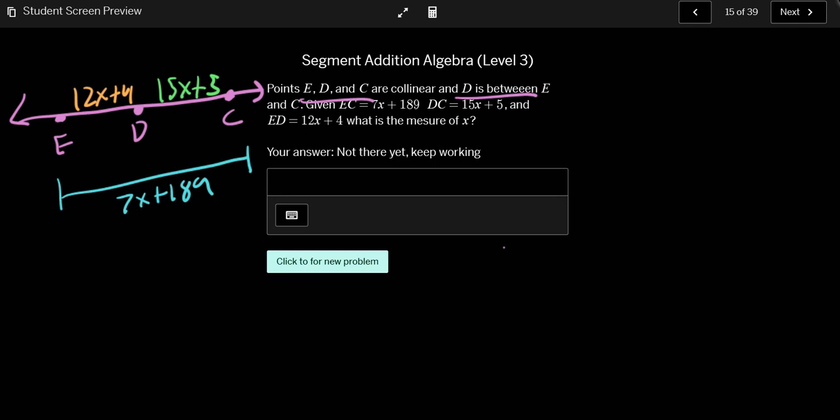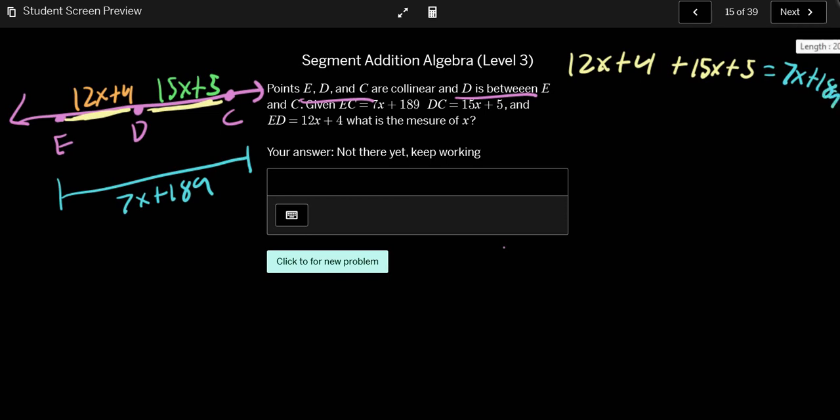Because again, the same concept still applies. What creates EC? EC is created by ED and DC being added together. So then we add them together. 12x plus 4 plus 15x plus 5. And what does that equal? It equals the total distance. Well, what does the total distance equal? It equals 7x plus 189. My two small segments equal the distance of the total segment.